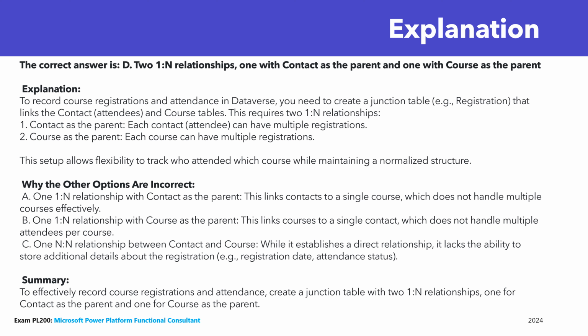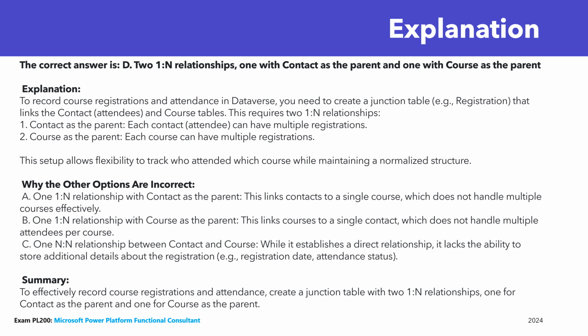One, contact as the parent. Each contact, attendee, can have multiple registrations. Two, course as the parent. Each course can have multiple registrations. This setup allows flexibility to track who attended which course while maintaining a normalized structure.